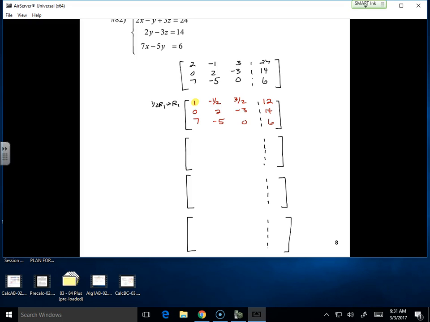You guys notice row 2 already has a 0. That's kind of nice, right? That would be nice with fractions. You're wondering what you should be doing next? Row 2 is fine, it already had a 0. Row 3 needed a 0. So -7 row 1 plus row 3 into row 3 should have been your operation.